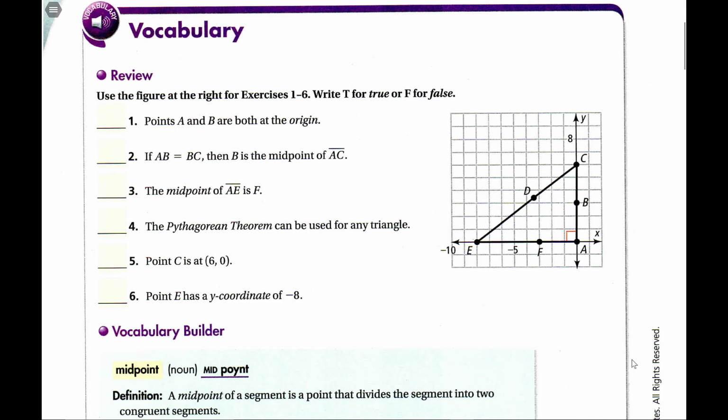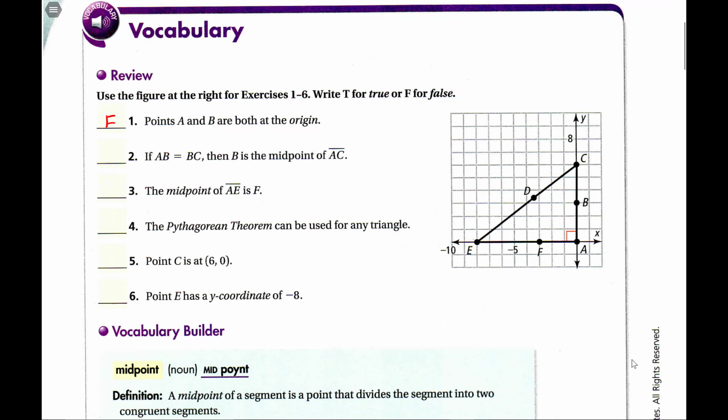For the 1 through 6, we're going to just label them as true or false. And the first one is that the points A and B are both at the origin. Well, remember, the origin is where the x and y axis intersect on the coordinate plane. And in this case, A is at the origin, but B, however, is above the origin. So this is a false statement. They are not both at the origin.